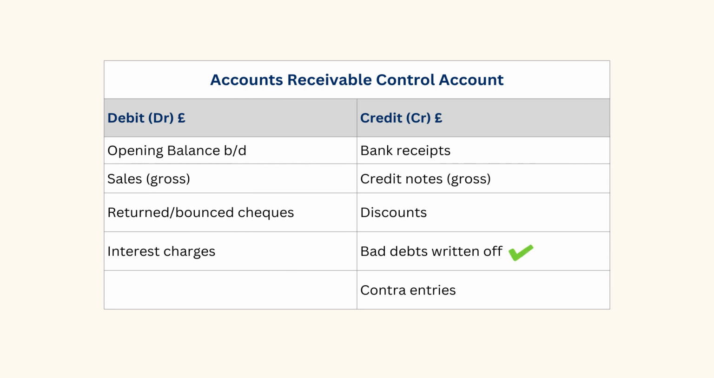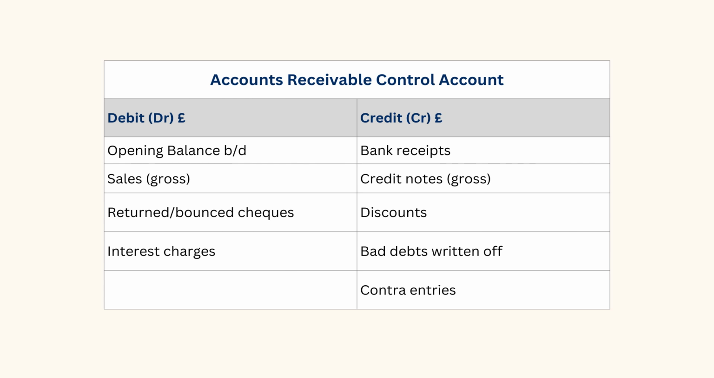Bad debts written off is when a customer will never pay. We remove the amount they owe from the control account. This is a credit entry because we reduce the receivable. A contra entry is used when a business is both a customer and a supplier to another company. We offset one balance against the other. If the other company owes us money, but we also owe them money, we can contra the amounts. A contra reduces receivables, therefore it goes on the credit side.